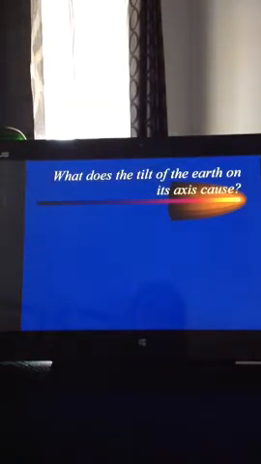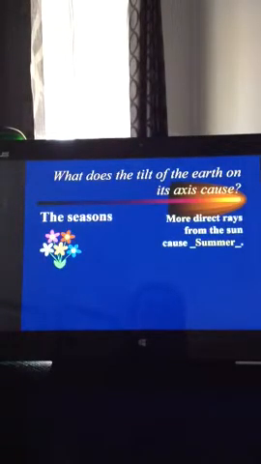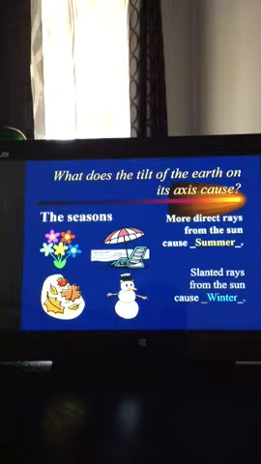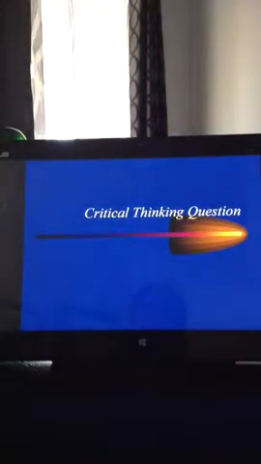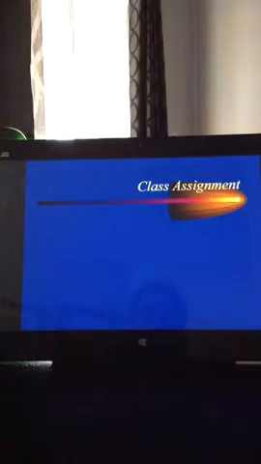What does the tilt of the Earth on its axis cause? The seasons. More direct rays from the Sun causes summer. Slanted rays from the Sun causes winter. Critical thinking question. What would happen if the Earth did not tilt at 23 degrees? We would not have different seasons.